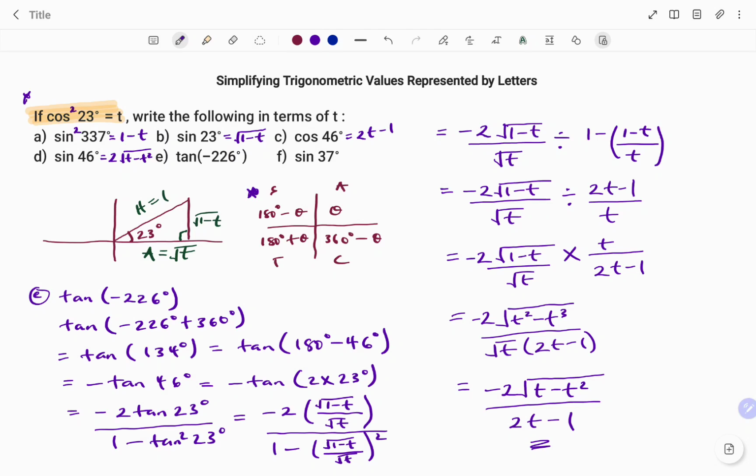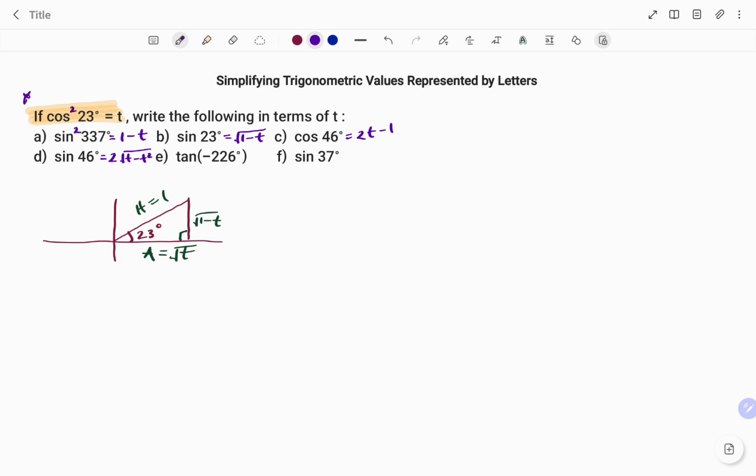That's a long one. For the final one, I have find sine 37 degrees. Note that it's still back to rewriting or reducing using 23 as a reference angle. So if I rewrite sine 37 degrees, that's equal to sine of 60 degrees minus 23 degrees. 60 minus 23 is 37.